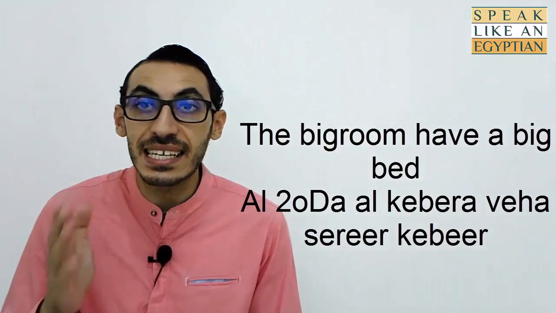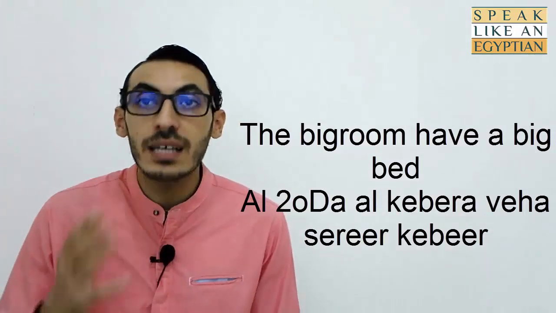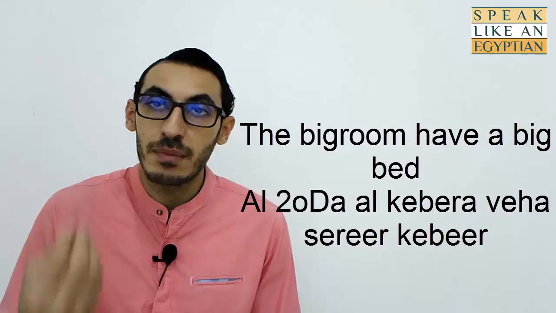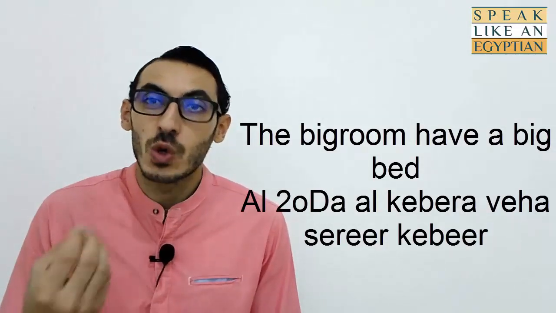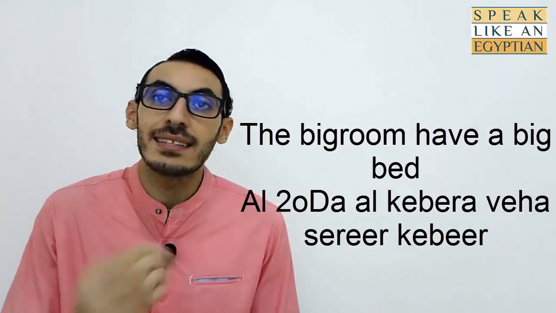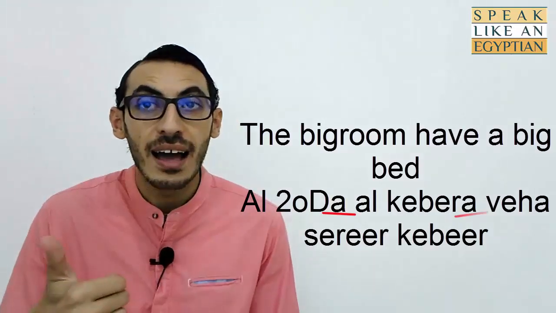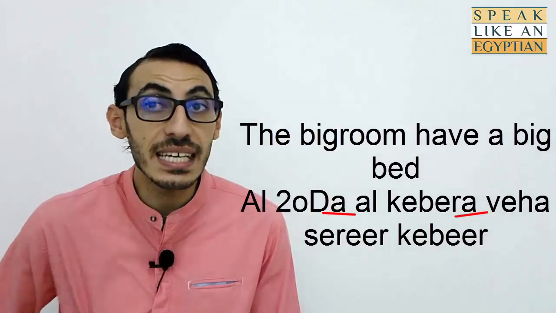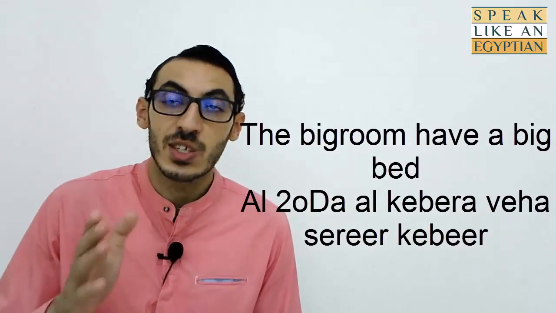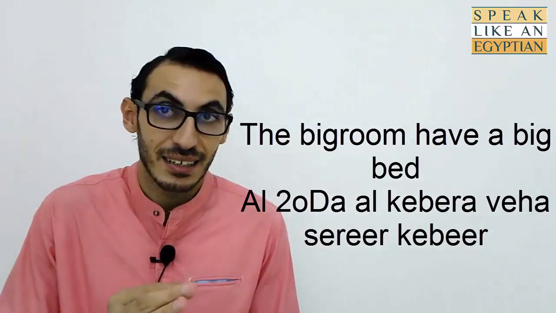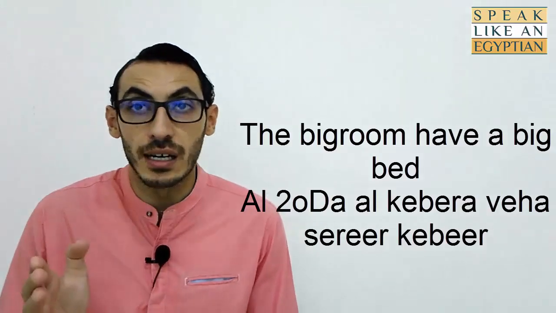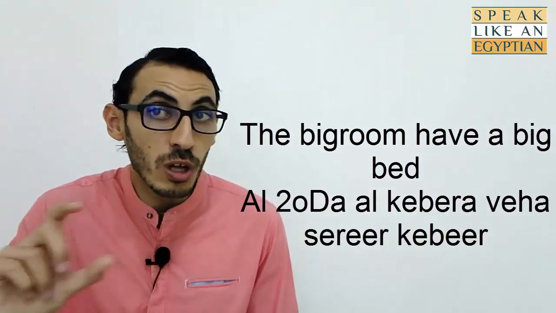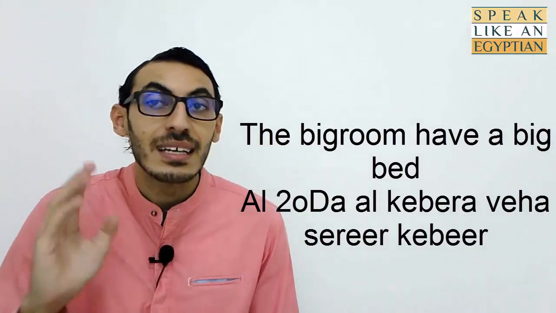Now I'm saying سرير كبير because in Egyptian Arabic we have feminine and masculine. What I mean is أوضة is female, so describing a female should end with the h sound: أوضة كبيرة. What about the word سرير? It's considered a male word. So سرير كبير. Or I can say سرير صغير, small bed. Okay? Small bed. سرير صغير. ومروحة and a fan.